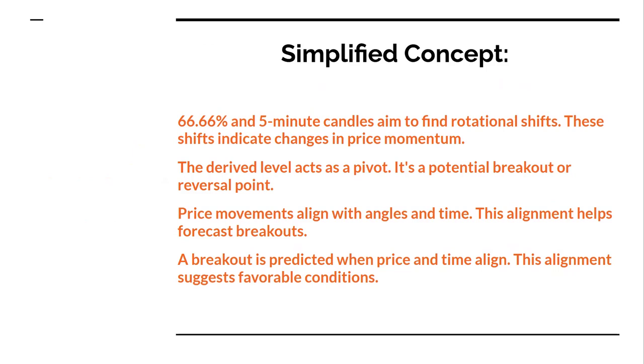This alignment helps to forecast breakouts. If we identify such types of stocks, you are getting a momentum shift. A breakout is predicted when price and time align. This alignment suggests a favorable condition.